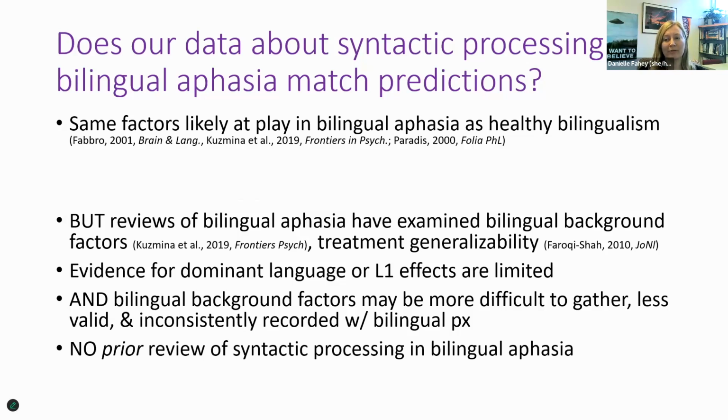But bilingual background factors generally, we might understand they're more difficult to gather that information because a bilingual person with aphasia has a communication barrier. So they might not be able to communicate all of those factors, those bilingual background factors. The data on their bilingual background might be less valid. For one, a care partner might not be sharing quite accurate information about another individual's background. But moreover, we see inconsistent recording of bilingual background for bilingual patients.